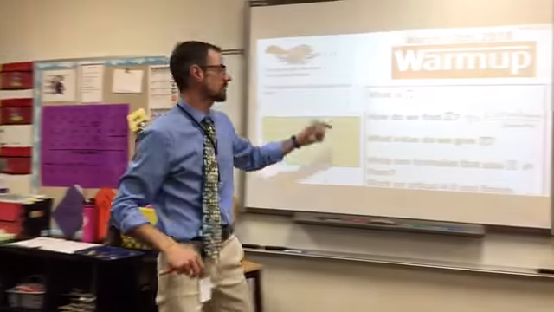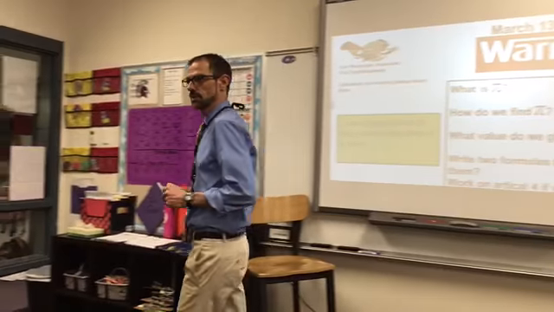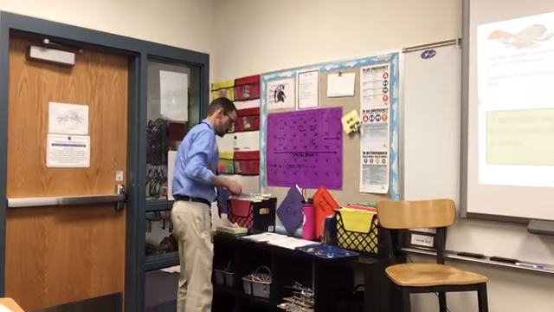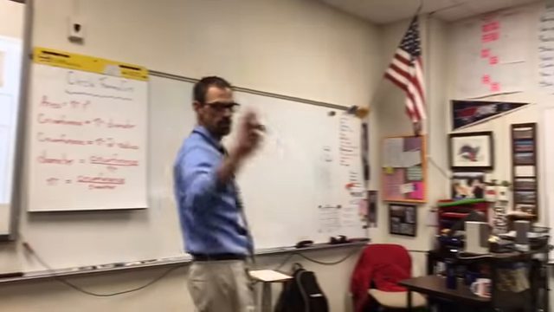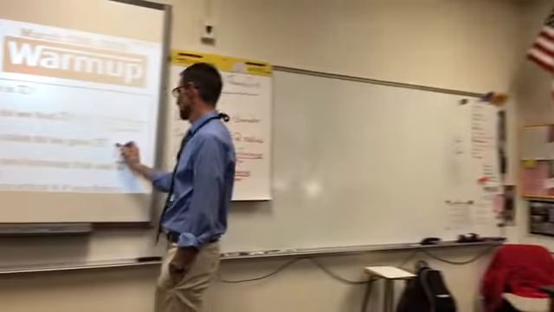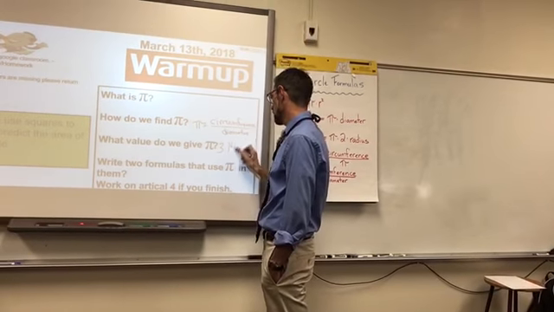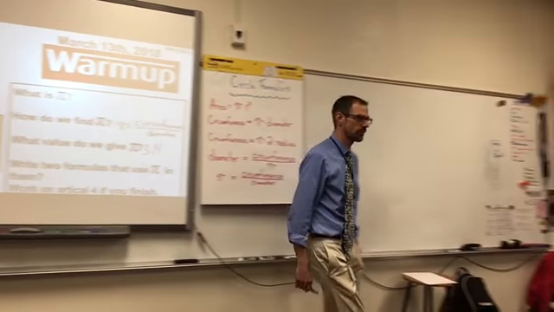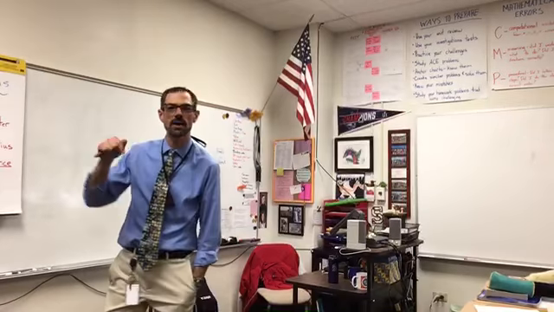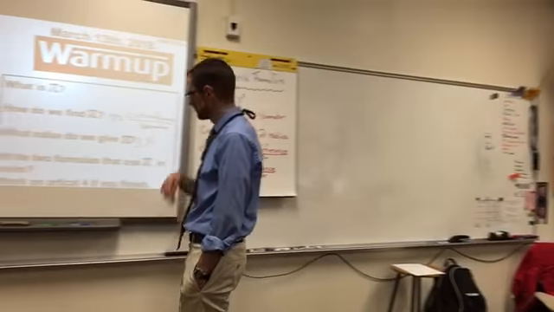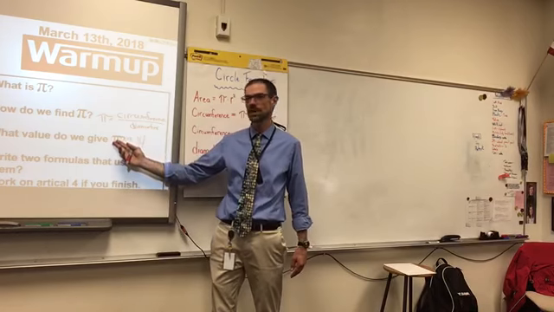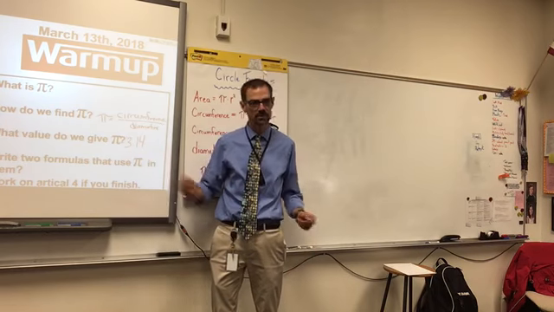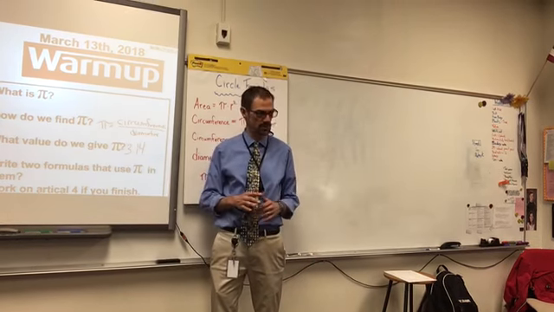Then, what value do we give pi? Trinity, what value do we give it? Okay. Corwin? 3.14. Yeah. We mainly work with just 3.14. Now, if you use the pi button on your calculator, some of your answers are going to be slightly different than some of your peers if your peer is using 3.14. So, not a big difference, but a slight difference.